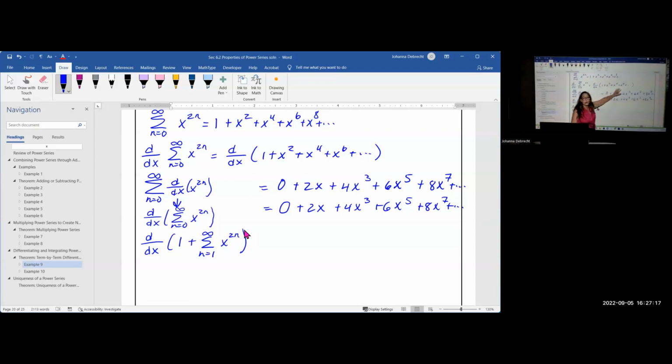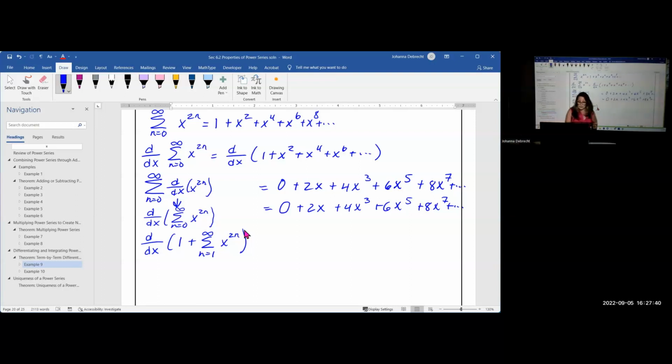Again, look at the way you wrote it out. The first term is a constant. When you take the derivative, it's going to zero out. So when we take the derivative in power series form, we have to be careful that we've rewritten it in such a way that the power series does have x in every term.